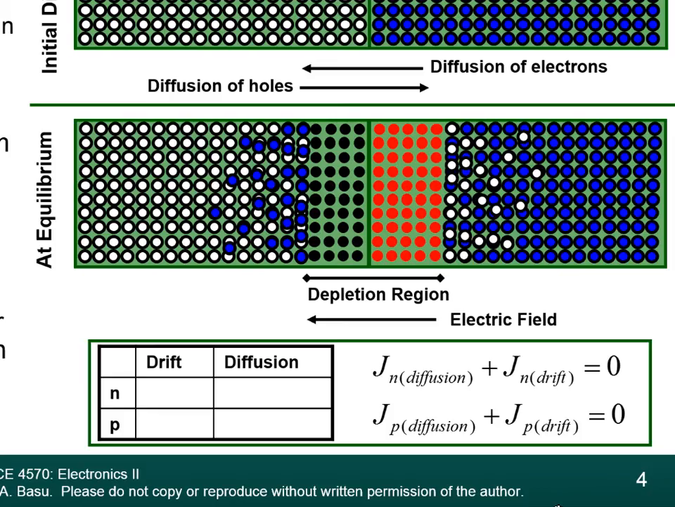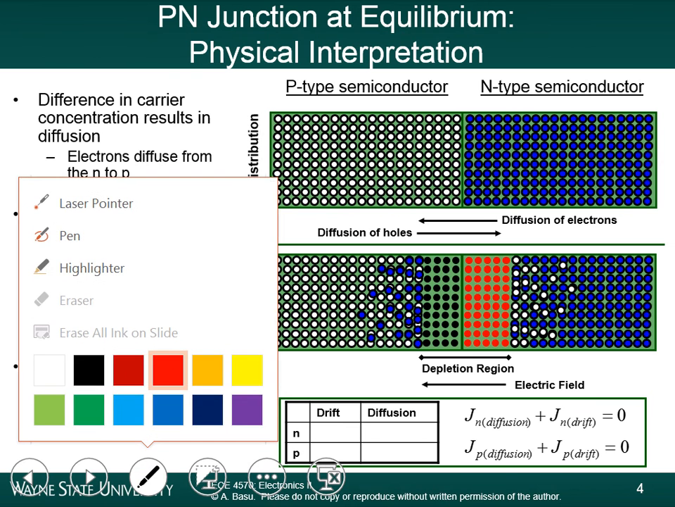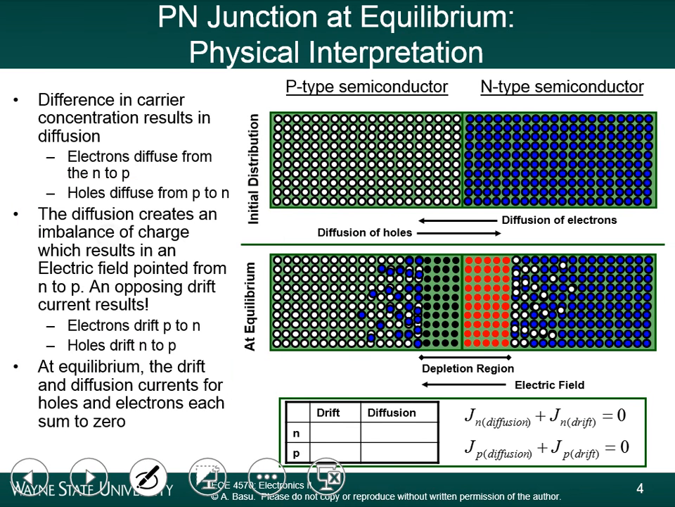So the drift currents are always in the same direction as the electric field. This one here is Jn drift, this is Jp drift. Okay, and the diffusion currents: the electrons are diffusing from right to left. So what is the direction of the diffusion current?